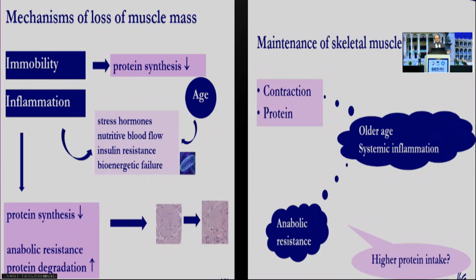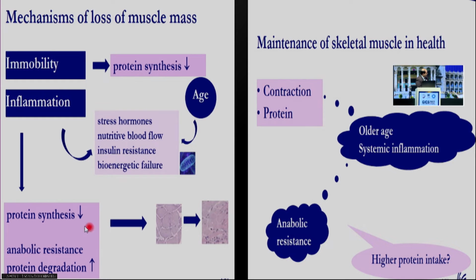What exactly is happening here? As the patient is immobile and has systemic inflammation, there is decreased protein synthesis, increased protein degradation, and anabolic resistance. The added component is increasing age. Muscle contraction as well as protein act as anabolic stimulants, but this stimulus is suppressed by systemic inflammation, where taking proteins will be helpful.